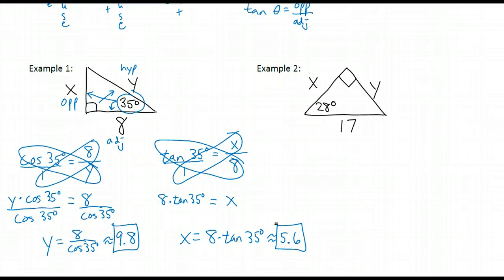Let's try another example. Here's the angle that I know, 28 degrees. Across from the right angle is my hypotenuse. Across from the angle that I'm going to use is the opposite side. And the side next to the angle I know is the adjacent side.